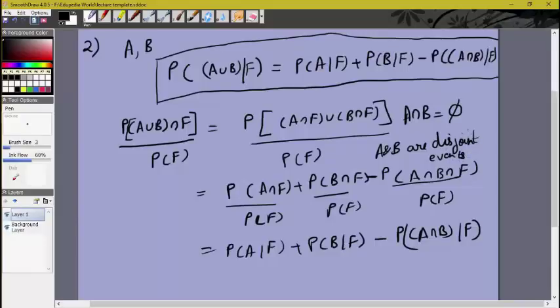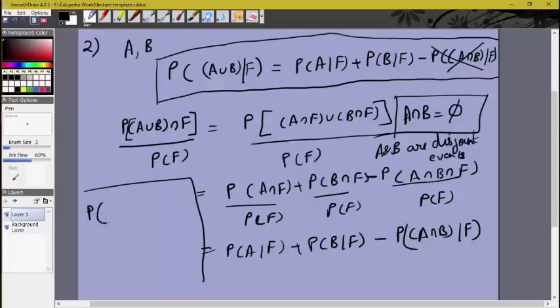So for example, A could be that the first one is heads and B could be that the first one is tails. They can never be true together, so they are disjoint events such that A intersection B is the null set. In that case, this third term will be 0 and we will simply have the simple result which you will use quite often. The probability that A or B happens given that F happens is equal to the probability of A conditional F plus the probability of B conditional F, but this is only true if A and B are disjoint events.